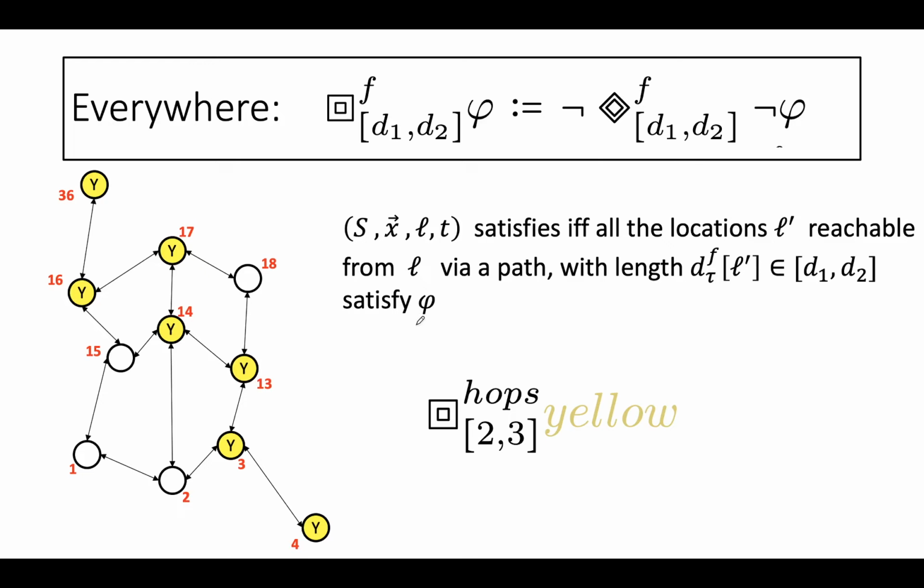satisfy phi. So here we can see, for example, that L1 satisfies this property because all the elements that are at the distance between 2 and 3 satisfy the yellow property. Instead, for example, L2 does not satisfy the property because there is a location, L18, where the distance is still less than or equal to 3, but the property yellow is not satisfied.